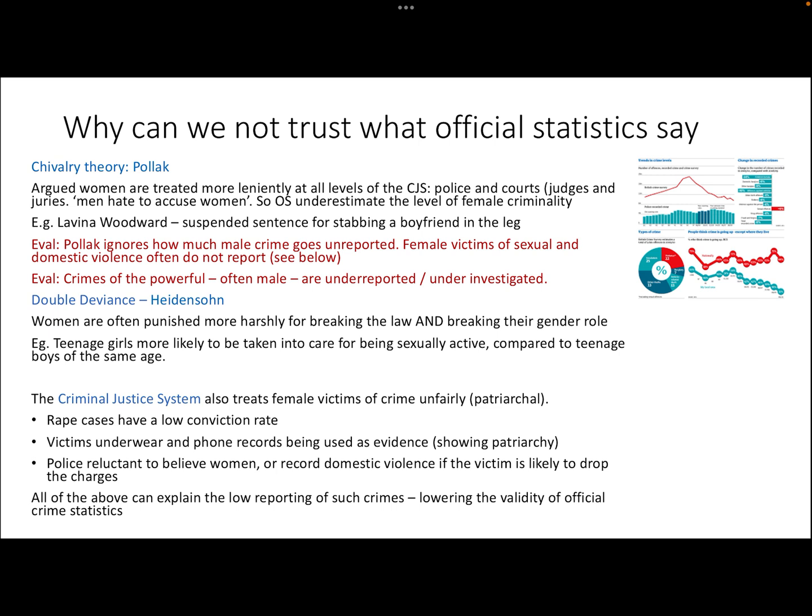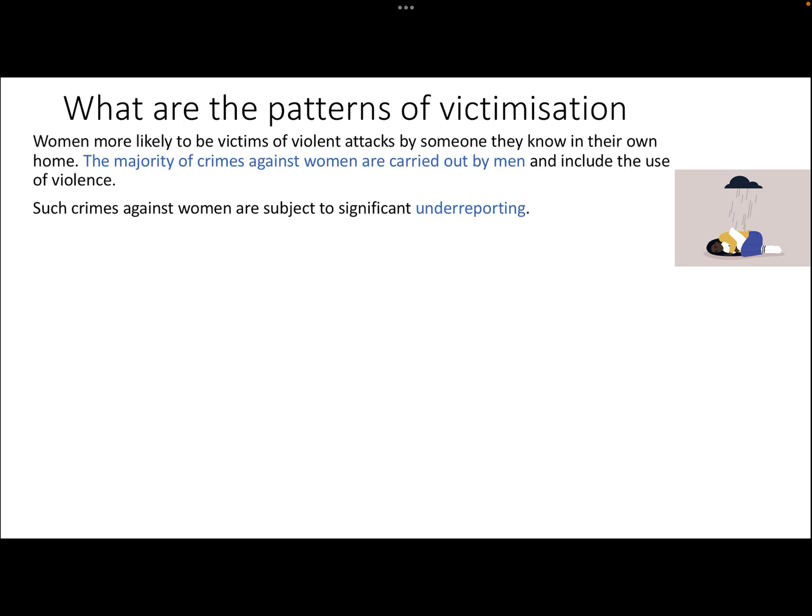Okay, so that's another reason why we can't maybe trust official statistics on sexual violence and crimes where females are victims of abuse, because they're maybe not reporting it. Finally, I just want to talk about the patterns of victimization. So, women are more likely to be victims of violent attacks by someone they know in their own home, whereas men, it's by strangers. The majority of crimes committed against women are carried out by men, and they include the use of violence. And many of these crimes against women are subject to significant underreporting.